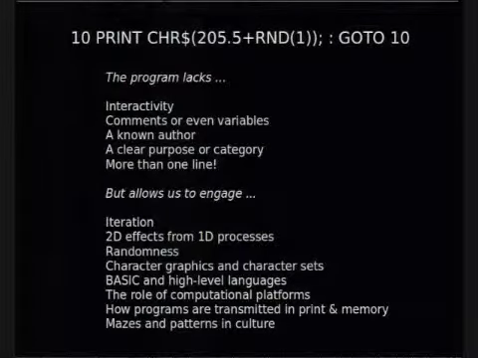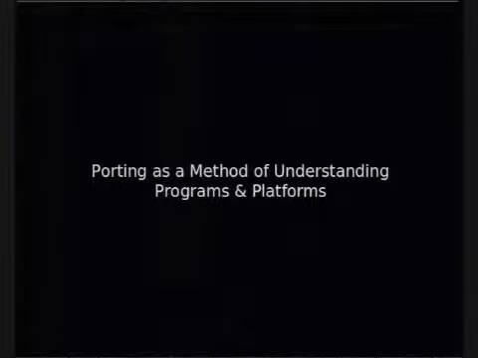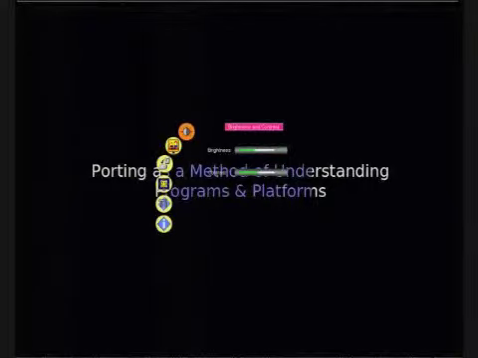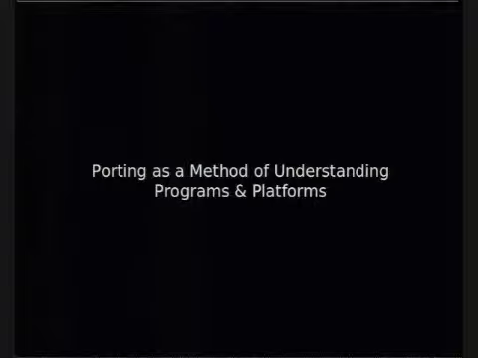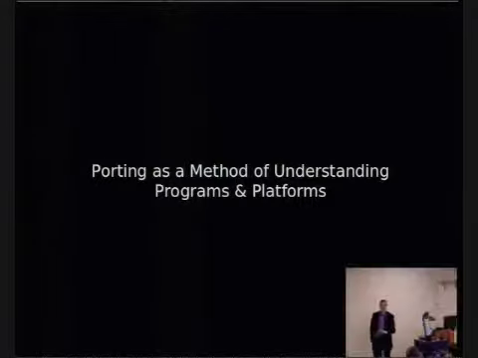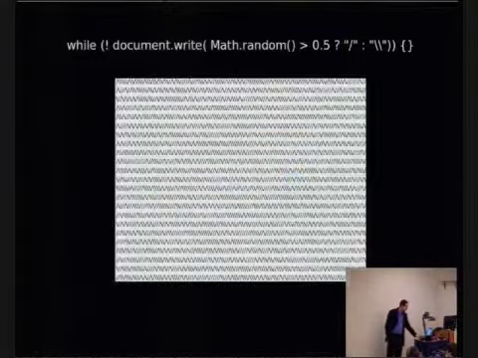Iteration, 2D effects from 1D processes, randomness, character graphics and character sets, which I'll get into in a bit, BASIC and high-level languages, the platform's role, and the transmission of programs, and then how mazes and patterns exist in culture and what we think about them. So what I'm going to talk about now is something that Warren has given us a great deal of help in formulating: the idea that we might port programs as a method of understanding these programs.